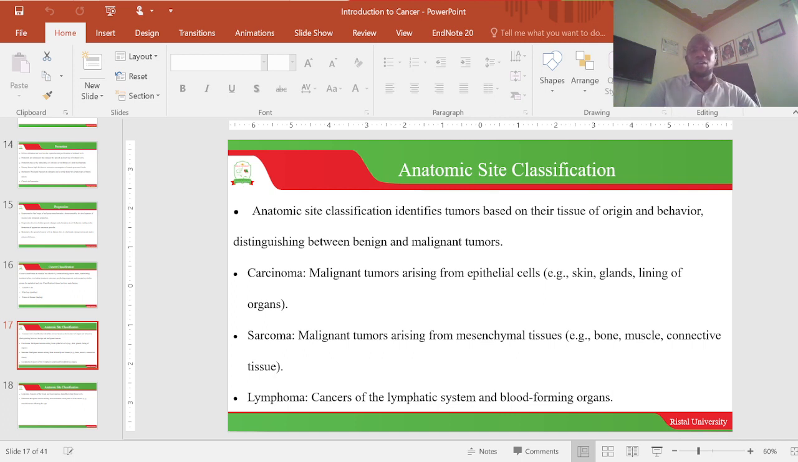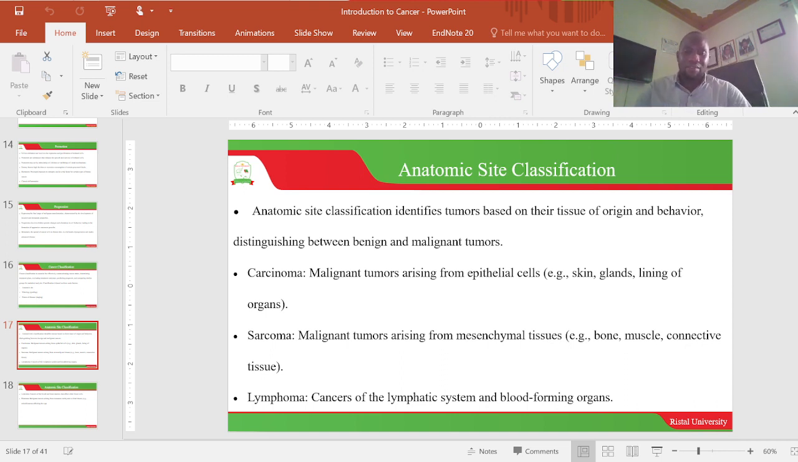If you remember the germ layers in embryogenesis, where we have the ectoderm, endoderm, and mesoderm, mesenchymal tissues give rise to the bones, muscles, and the connective tissue. So sarcomas are malignant tumors of organs that arise from the mesenchymal tissue during embryogenesis.